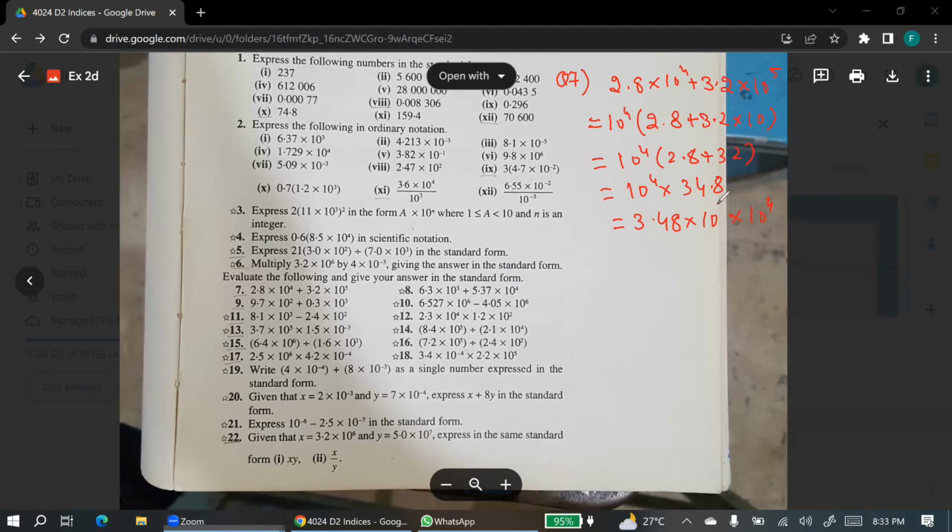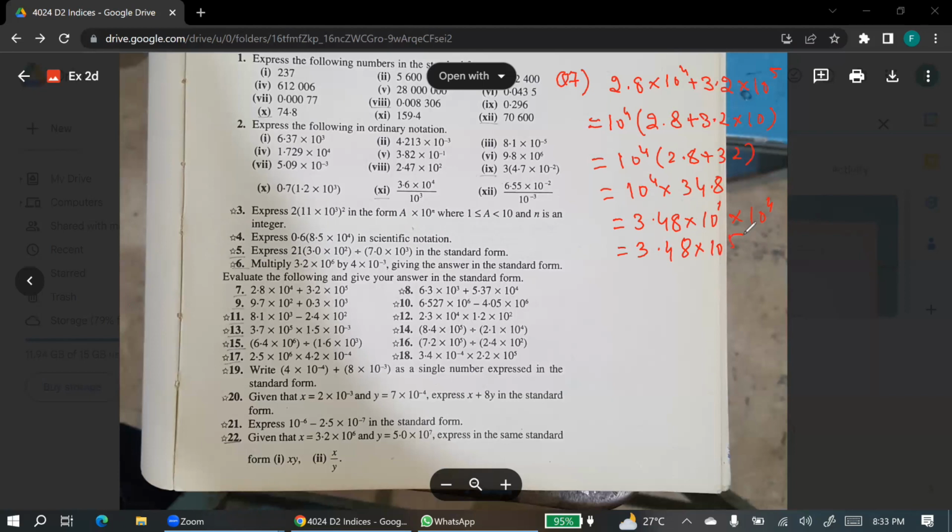If we put a positive power and we multiply 10 with 34.8, it will become a bigger number. If we multiply 3.48 with a negative power of 10, it will become even smaller. So we will have to put a positive power. 3.48 into 10 power 5.